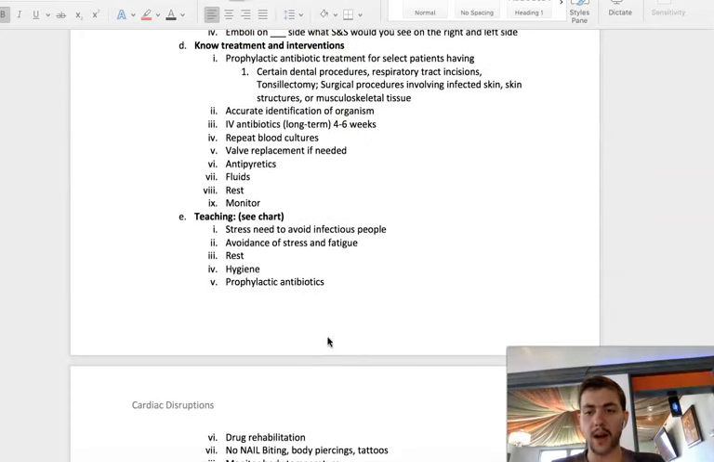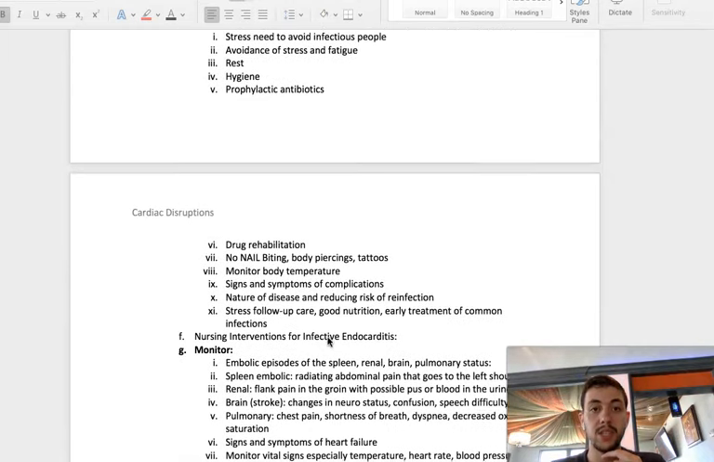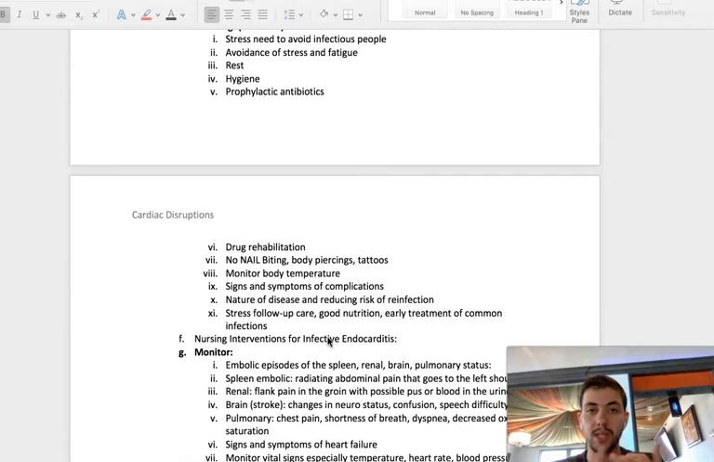Some treatments: prophylactic antibiotics. For certain dental procedures, respiratory tract incisions, or tonsillectomy, you need to take prophylactic antibiotics before you do these. Accurate identification of the organism. IV antibiotics for the long term, usually 4 to 6 weeks. Valve replacement if needed. Antipyretics, fluids, rest, and monitor the situation. See how it goes.